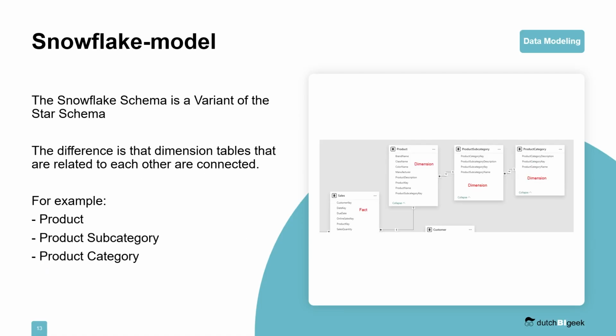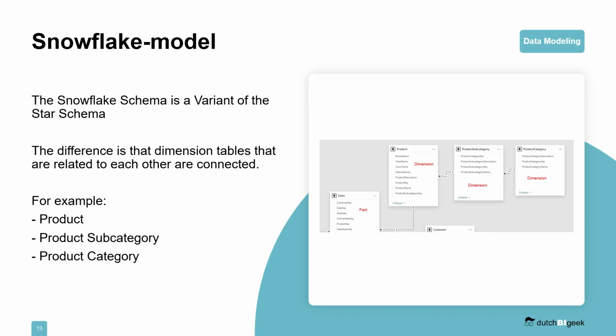Then we have a little bit of variation of the star schema. That's the snowflake schema. In a snowflake model, a dimension table links to other dimension tables. So in this case, we have a product subcategory and a product category, and they are linked to each other. And we always link the lowest level to the fact table, in this case, the product. A snowflake is not wrong, but a star schema is preferred for a well-designed data model.